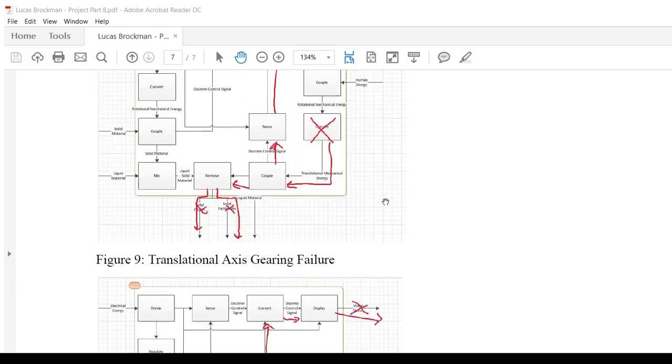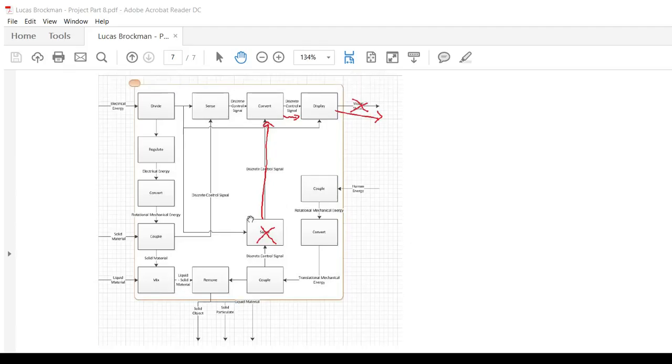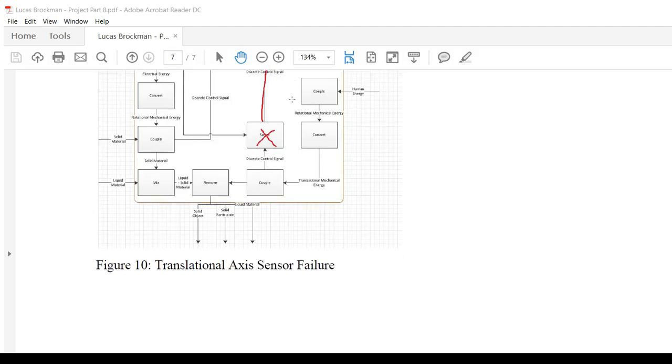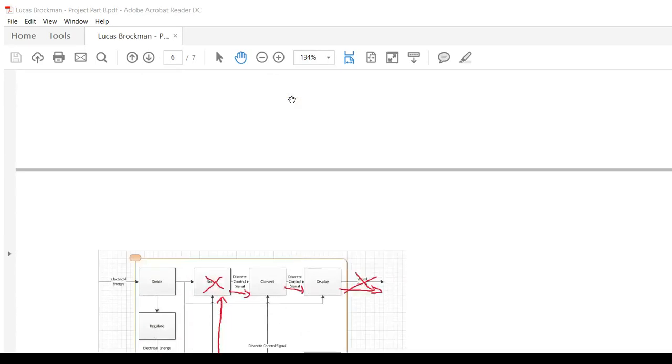Yep, so here is the last one, translational axis sensor failure. That's just if the linear rail sensing just fails for whatever reason. Maybe coolant penetrated the housing of it and shorted it out. But that would cause a visual status failure, so the operator would not be able to know where he is or where his tool is. You always want to know where your tool is.